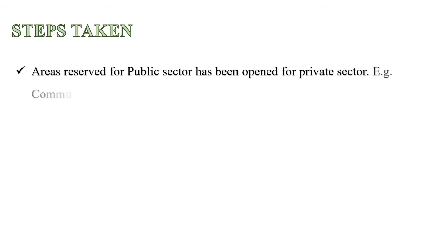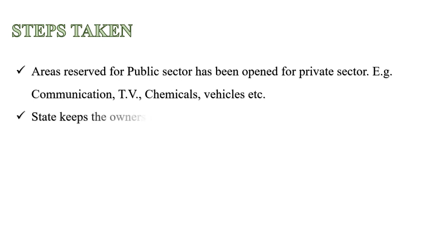The first step, the areas reserved for public sector. There were certain areas which were reserved for public sector, for example, railways, defense, atomic. They are still under public sector reservation, but remaining sectors like communication, TV, chemicals, vehicles, etc. have been made open for the private sector to undertake.